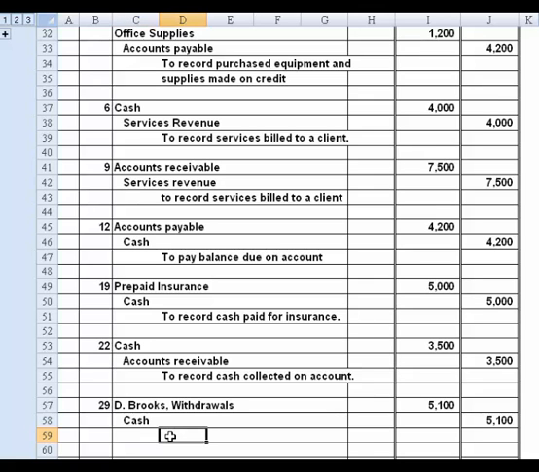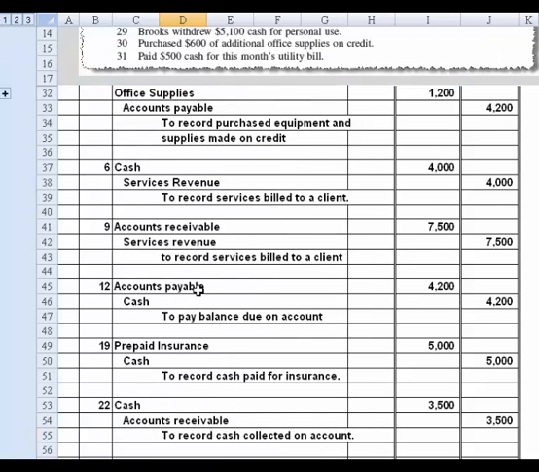And we will say to record owner's withdrawal of cash. Something like that. Slide back up. On the 30th, I'm reading to the left of the mouse now, purchase $600 of additional office supplies on credit.